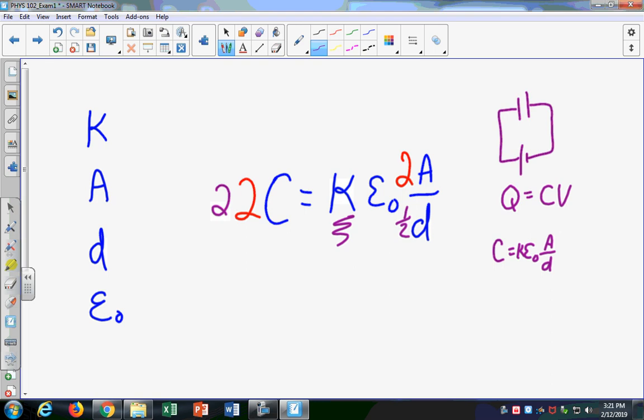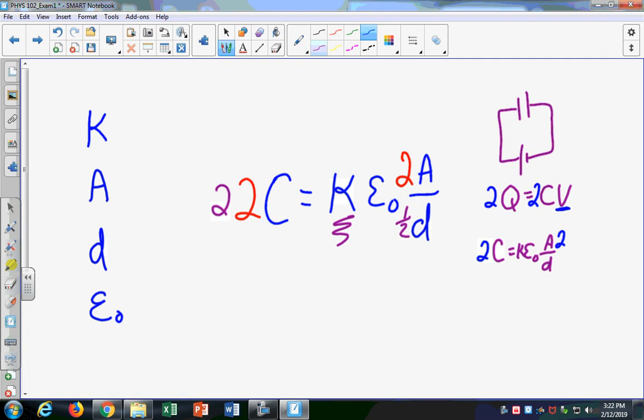And remember we had two flavors of this question, and you'll see one of them, I'm not sure which one. If I leave it hooked up to the battery, that means that V remains constant. And then for example, if I double the area, that doubles the capacitance. If I double the capacitance, that doubles the charge. So that's one type of question.